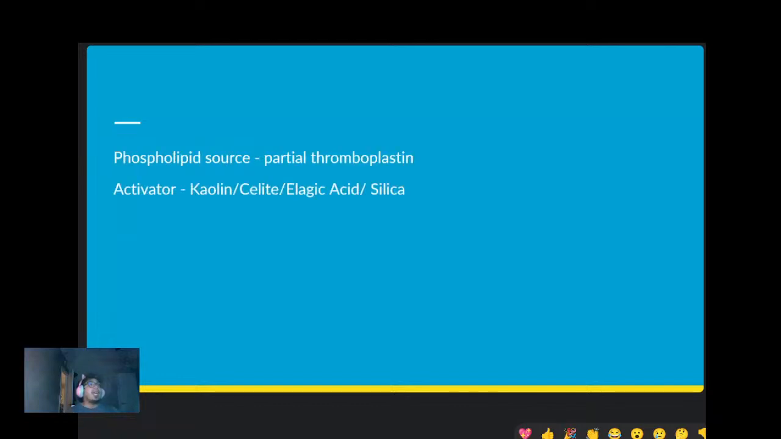Reagents used in APTT. There are 2 things that you need to remember: the activator and the phospholipid source. The phospholipid source is the partial thromboplastin. That's the reason why it's activated partial thromboplastin time, because you need to activate it using kaolin, celite, ellagic acid, or silica. Okay? Kaolin and ellagic acid, celite, and silica.